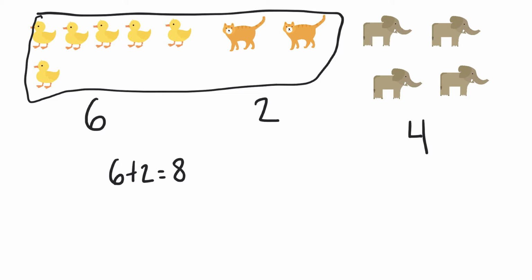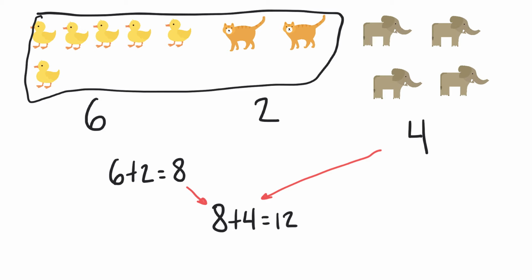So now we have to do 8 plus 4 equals. And we got that 8 from right here. Our 6 plus 2, that's 8 animals total. So that 8 is from here. And then our 4 is from all the way over here. It's those leftover elephants. And 8 plus 4 is 12. Well, that's an extra step, isn't it?